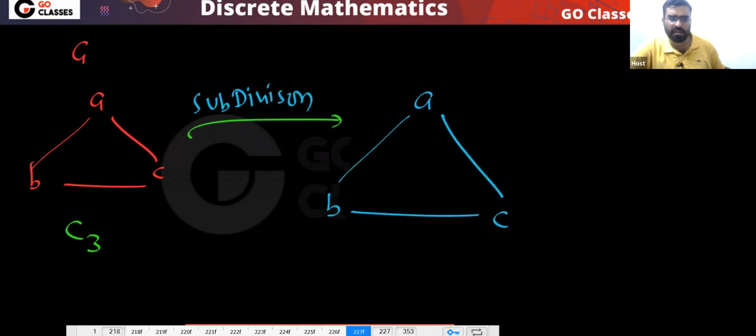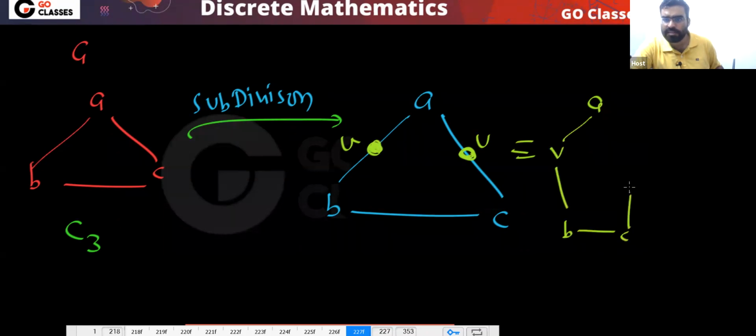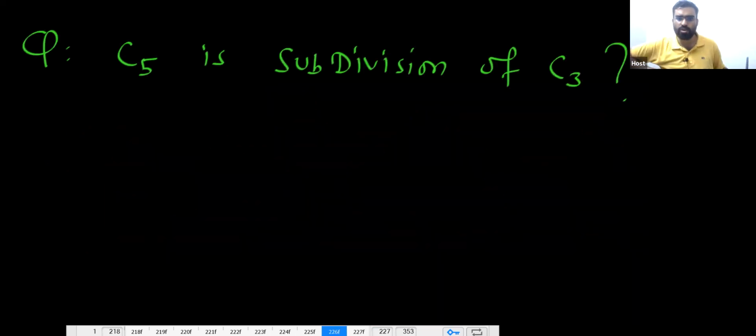This is your C3. One house I can create here and one house I can create here, like this. What did you get? V, U. So this is what you got: A, V, B, C, U, A. So C5 you got. So I can say C5 is a subdivision of C3.